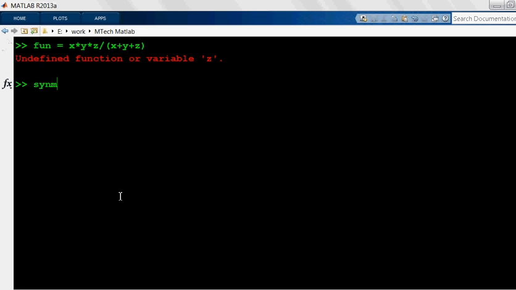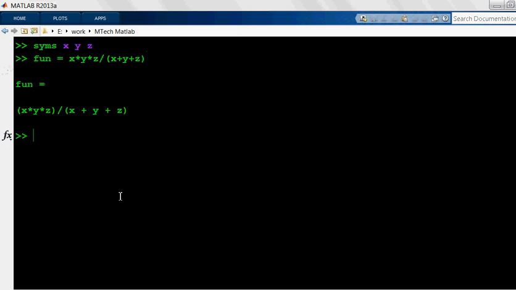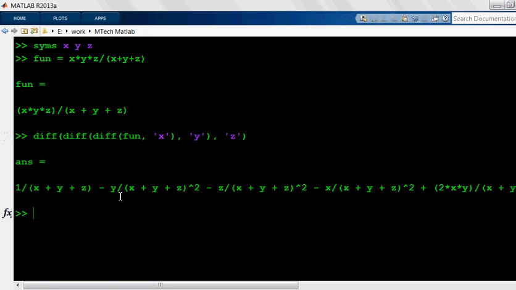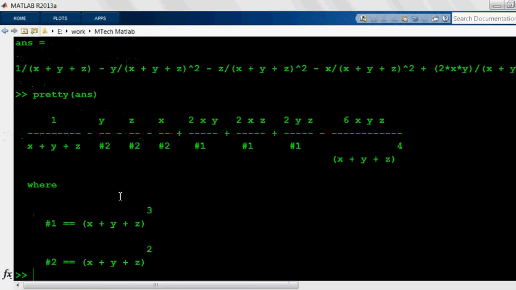We have not defined x, y, and z as symbolic variables. So, symbolic x, y, and z. And then now we have the particular function there. Now basically we have to define the differentiation of the function with respect to x. Right, this is going to get differentiated with respect to y, and this is going to get differentiated with respect to z. Okay, so the answer is like this. The pretty answer is this much.